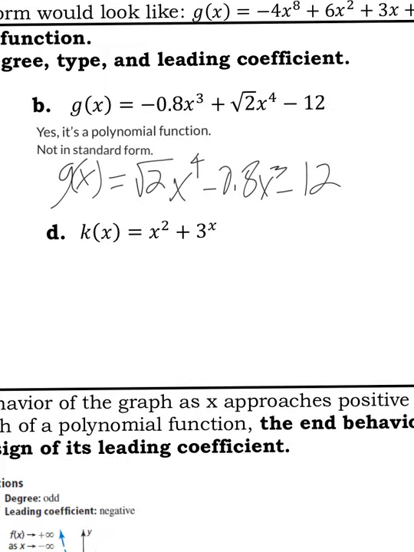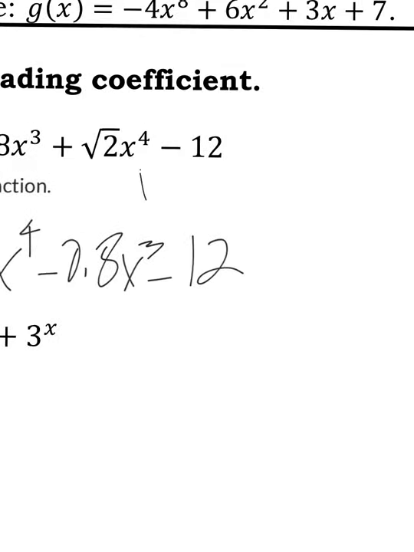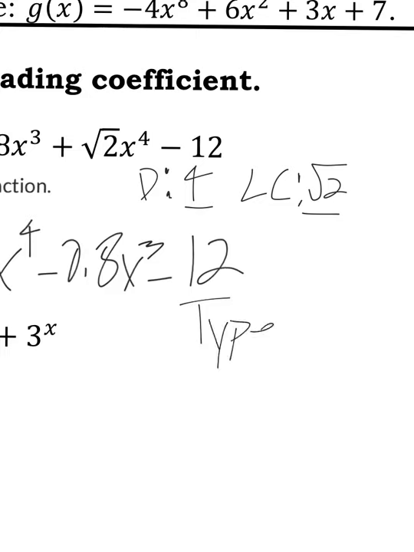All right, so now it's in standard form. What's the degree? What's the leading coefficient? What kind of function is it? So I'll write that right here. The degree is 4, because that's the highest power. The leading coefficient, I'll abbreviate as LC, is the square root of 2. And then the type is, well, the degree was 4, so that's even.